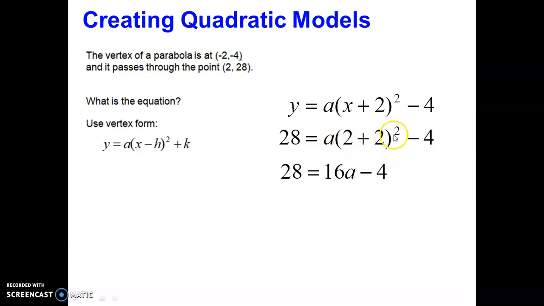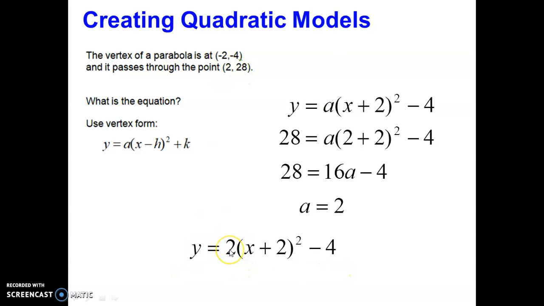This is 2 plus 2, which is 4. Is this correct? What's going on here? 2 plus 2 is 4. 4 squared is 16. There we go. 16a minus 4. Now we're going to add 4 here. 32 divided by 16. A is 2. So now we know our specific parabola that has this vertex and passes through this point is this parabola.